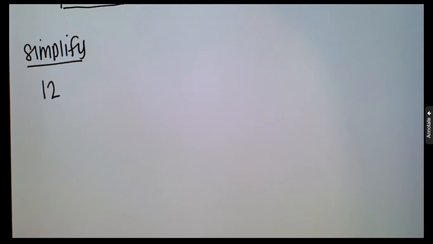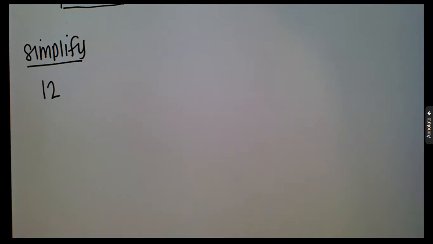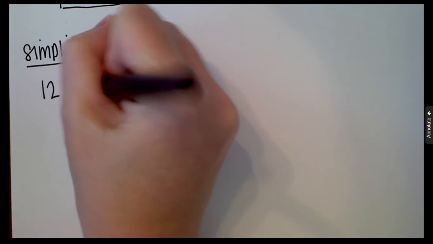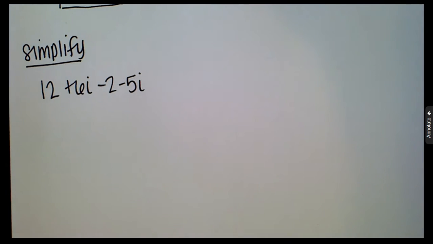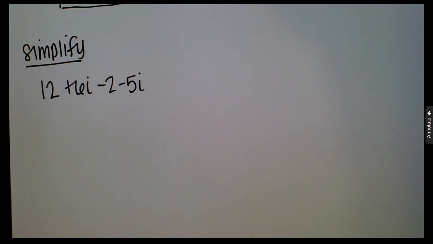So something like this: 12 plus 6i minus 2 minus 5i. Simplify means you can add, subtract, and multiply. We haven't done division yet; we'll do that later. But what do you have to do to combine? In this case, I just see addition and subtraction. So my goal, as a reminder, is to combine like terms.